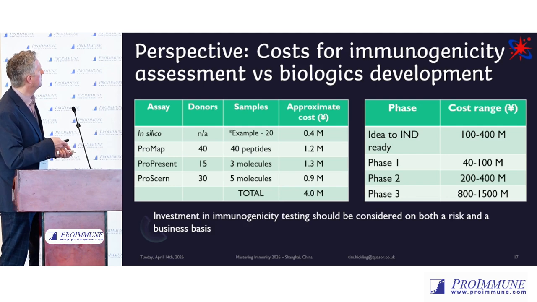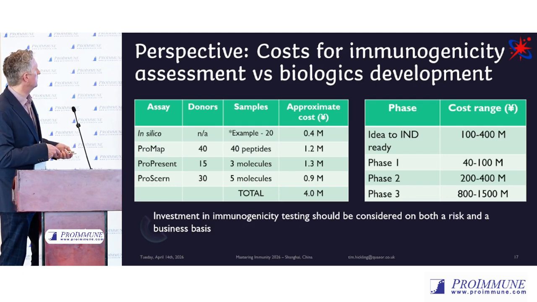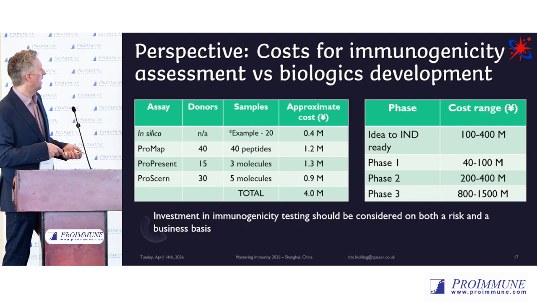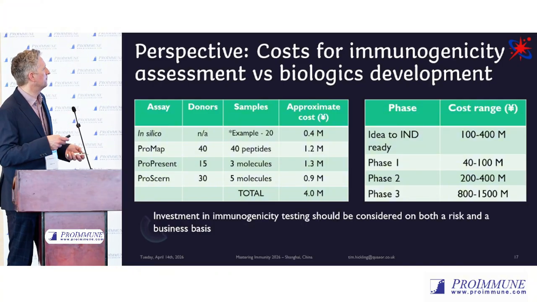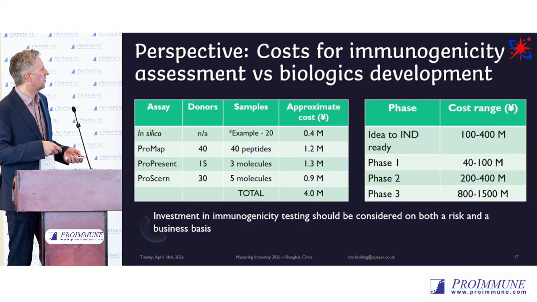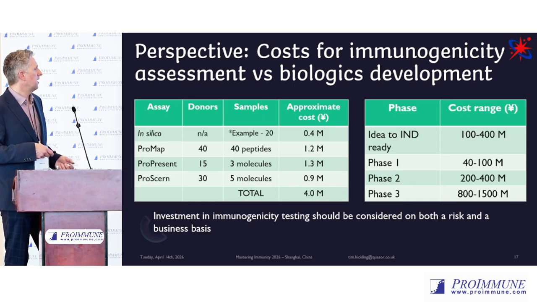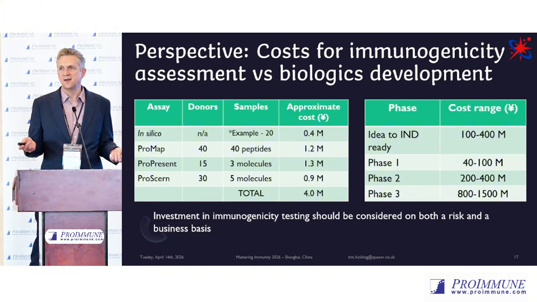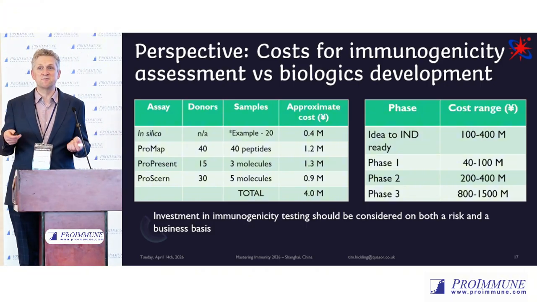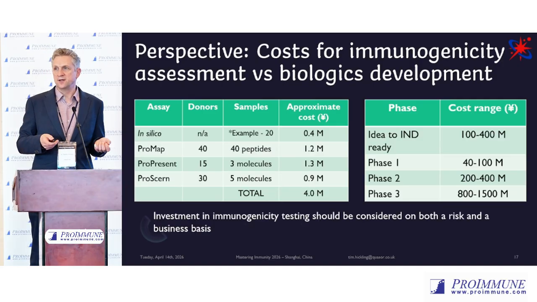So when you look through about doing the in silico and the different assays, I got some numbers from Edmund to work out the approximate cost. But even if you chose to do all of those assays, I think this is in line with what Nick was saying, you might only be spending somewhere between 1% and 4% of the IND ready package on the immunogenicity.